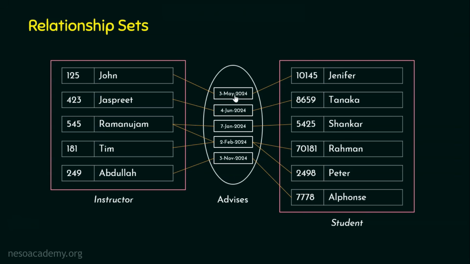This is an entity that is participating in the advisors relationship with the association 2. Can you see here? This is 1, this is 2. This is the cardinality ratio. What we are going to see now is the degree. Let me explain that now.